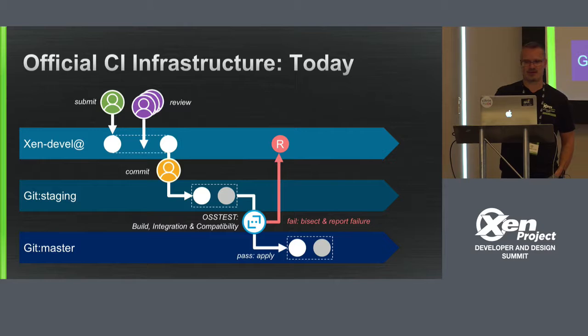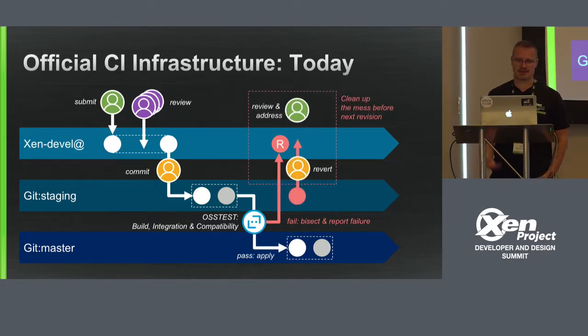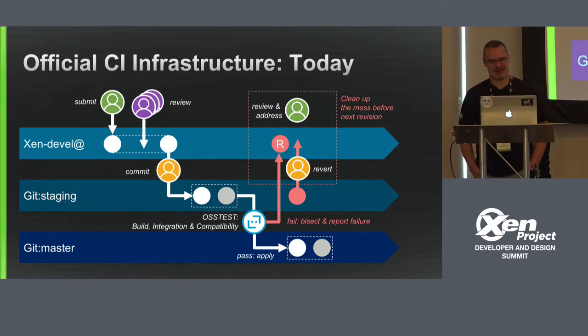If things go wrong and there's multiple patches, the OSSTest tries to identify the patch, sends a report back to the mailing list, and then basically a combination of the original submitter and the committer basically have to clean up the mess and revert that patch.